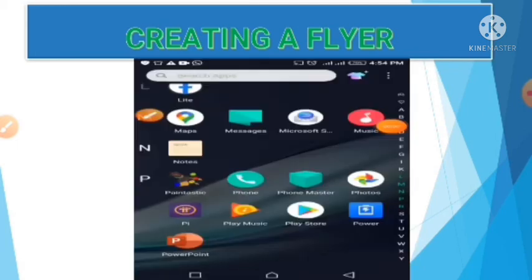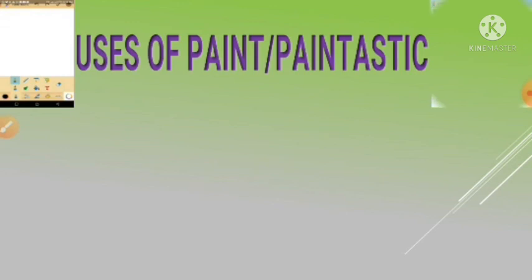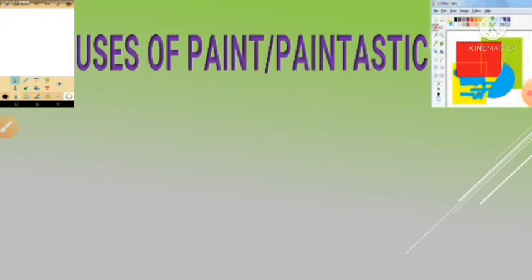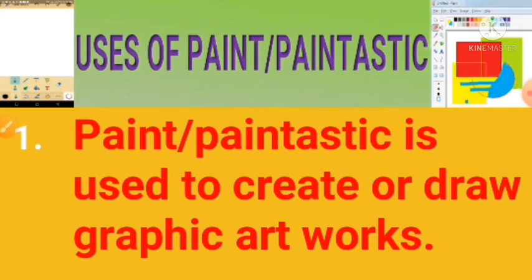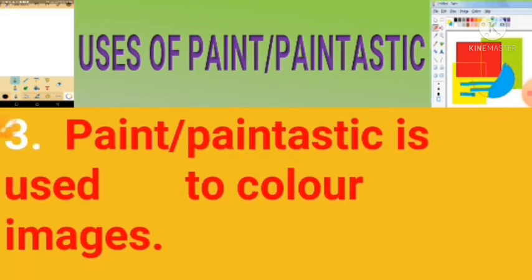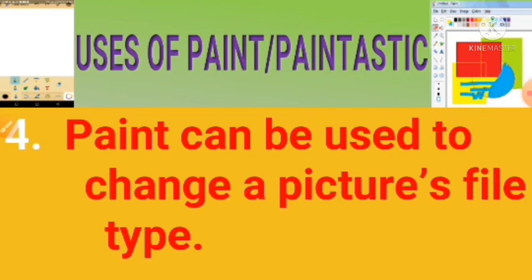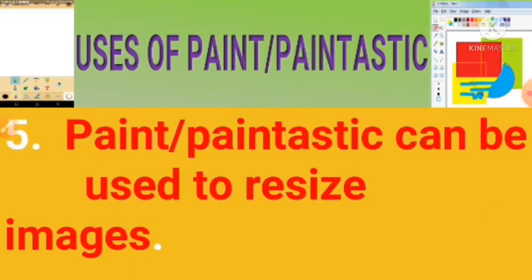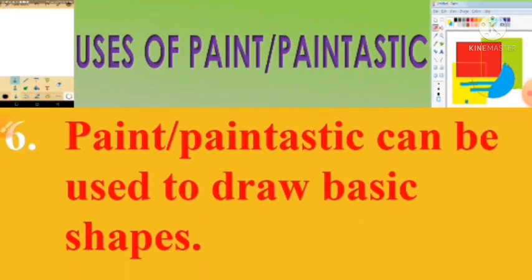Now let's look at the uses of Paint and Paintastic application. What are the uses of Paint or Paintastic application? Number 1, Paint and Paintastic is used to create or draw graphic artworks. Also, Paint or Paintastic can be used to edit graphics. Number 3, Paint or Paintastic is used to color images. Also, Paint can be used to change a picture's file type. And also, Paint or Paintastic can be used to resize images. And lastly, Paint or Paintastic can be used to draw basic shapes.